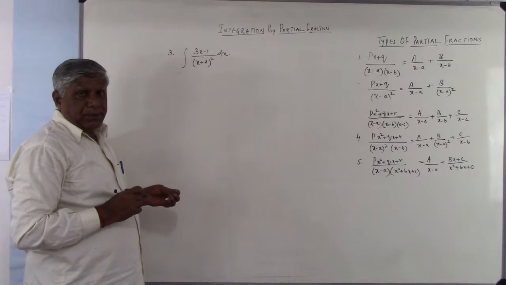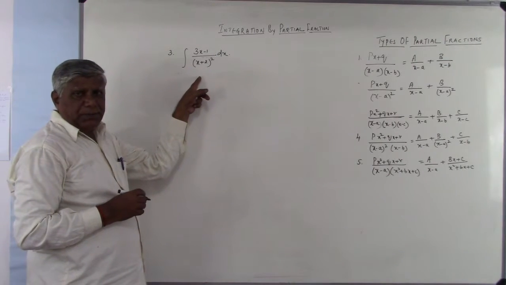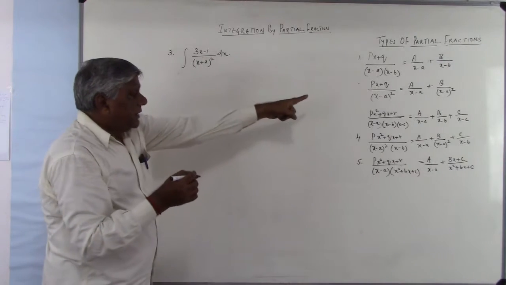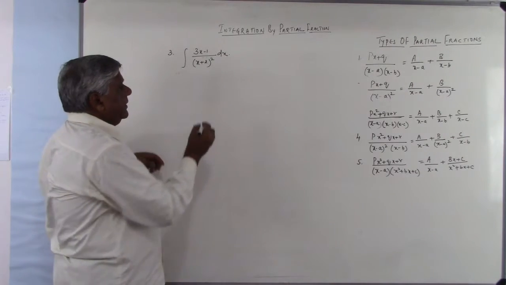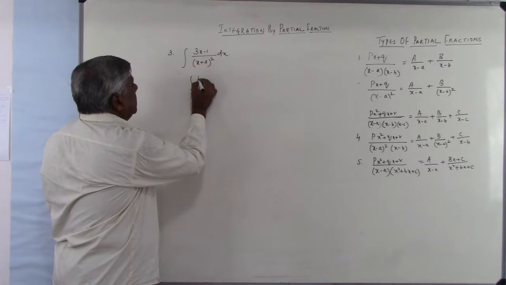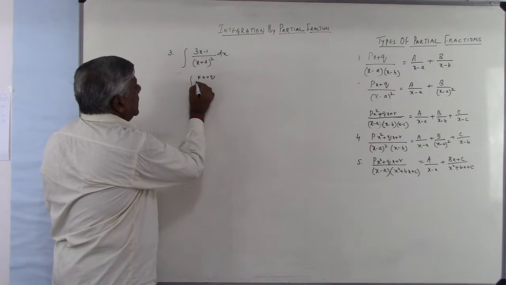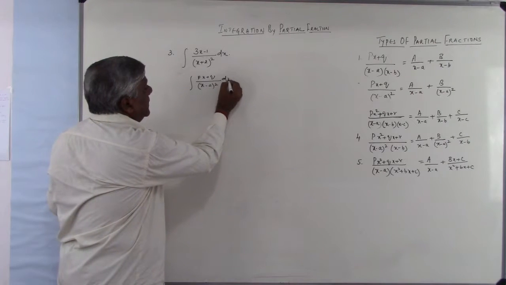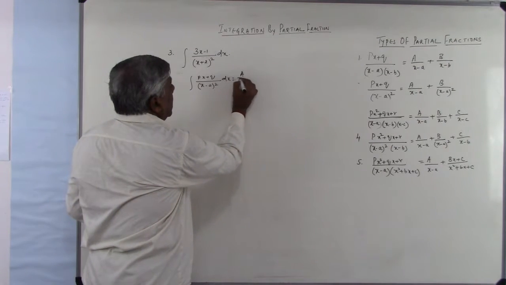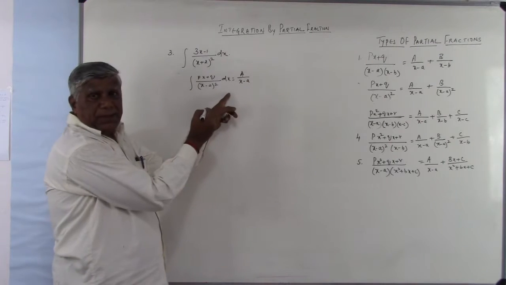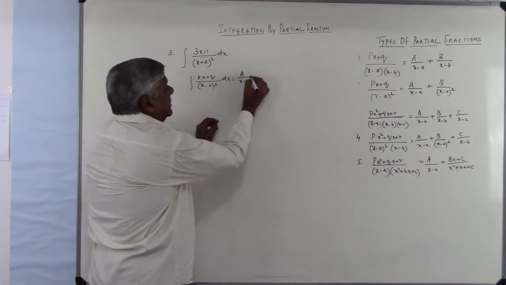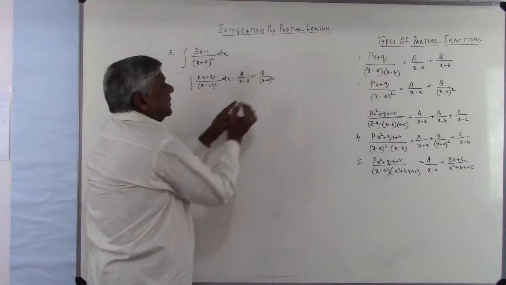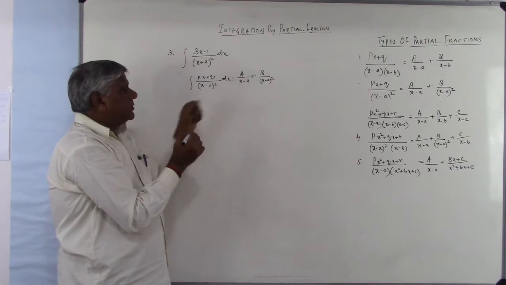Now we will see the third problem. Here, it is of this type, second method. The second method says integral px plus q divided by x minus a whole square into dx is equal to a over x minus a plus b over x minus a whole square.